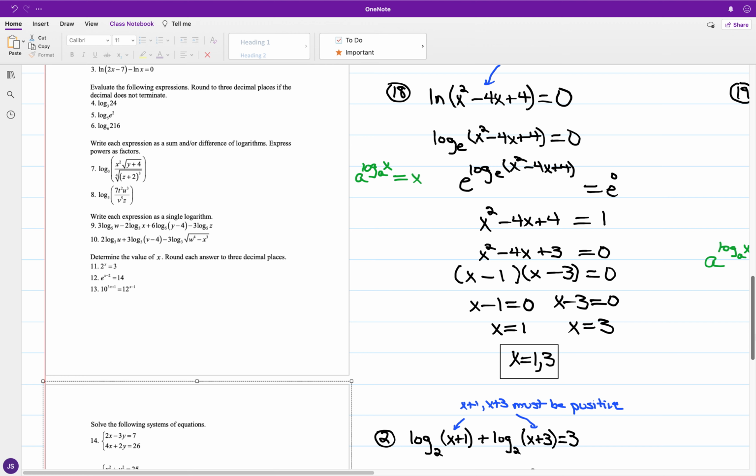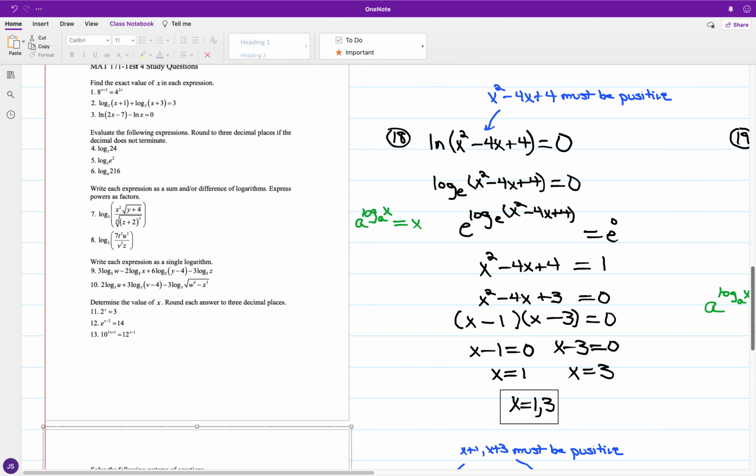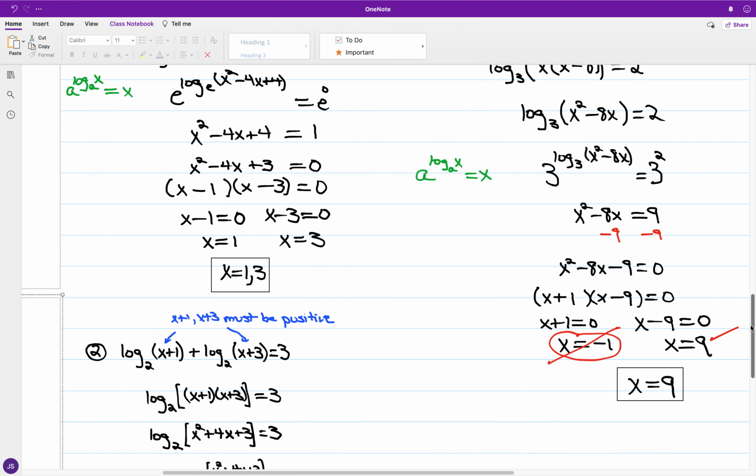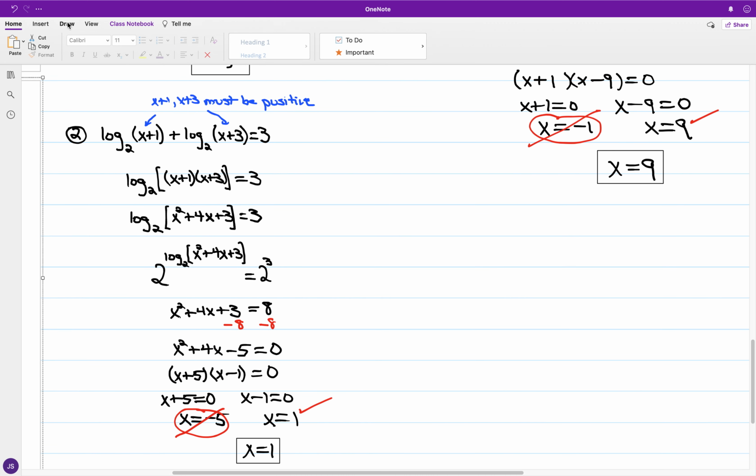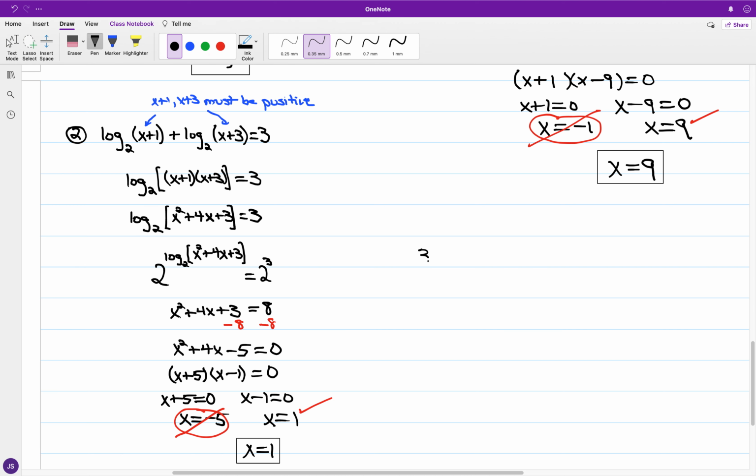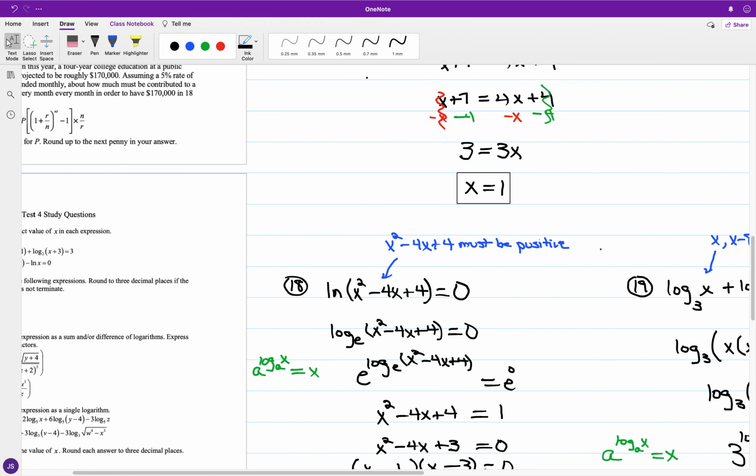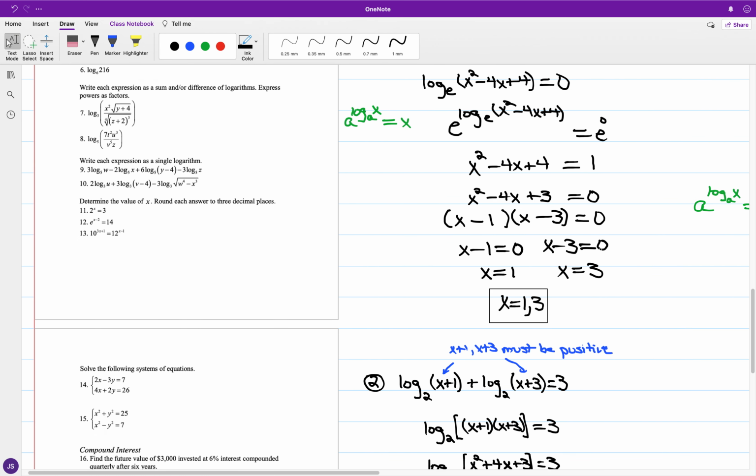All right, now for the case of number 3, we have the difference of natural logarithmic terms. We have the natural logarithm of the quantity 2x minus 7, minus the natural logarithm of x, is equal to 0. So let me double check here. Yep, minus the natural logarithm of x.